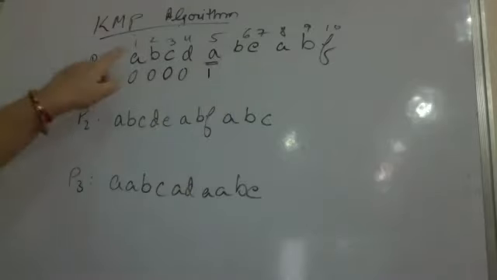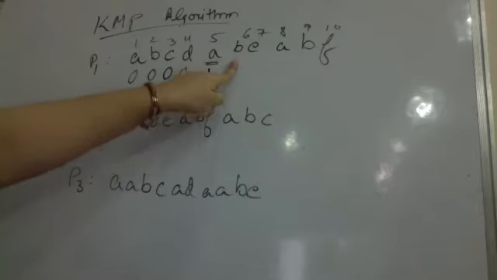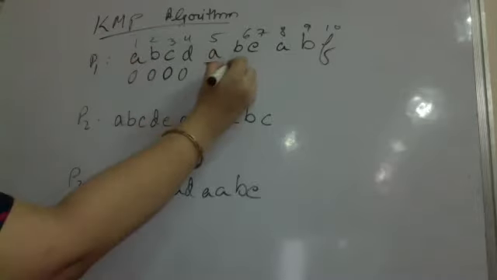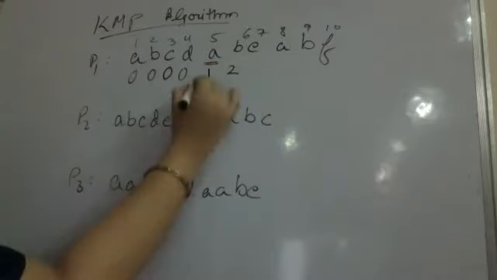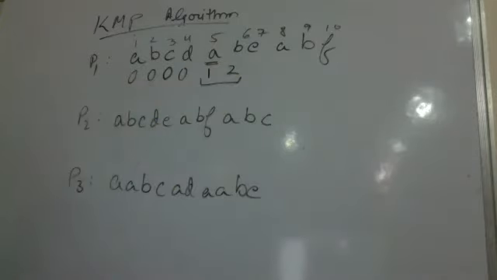Since A has occurred at first position, I'm putting an A here. Now when I'm checking B, I am going to check whether B has come after the A only. Yes. In that case, I put the position here. So what am I actually getting? That this is some prefix which has actually happened before also.